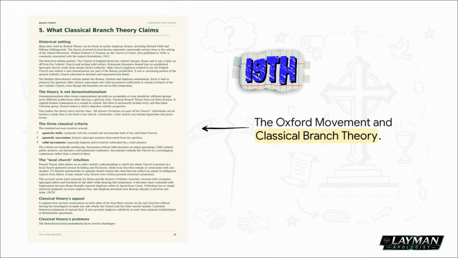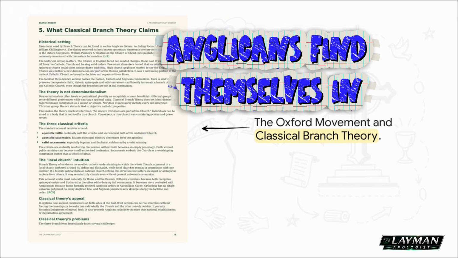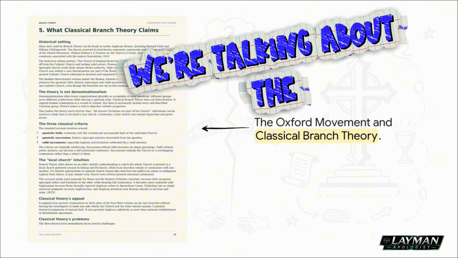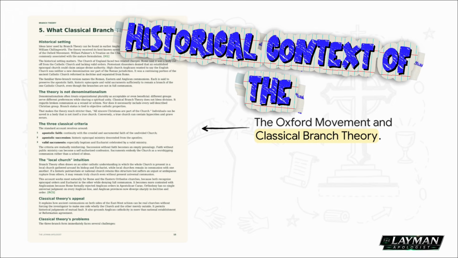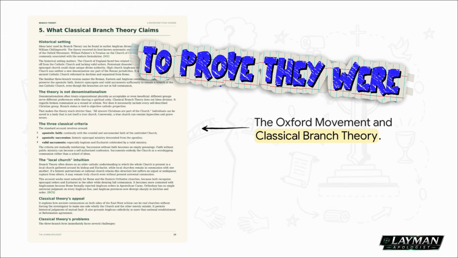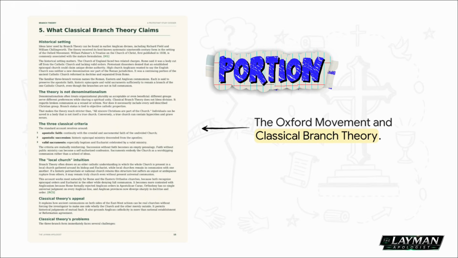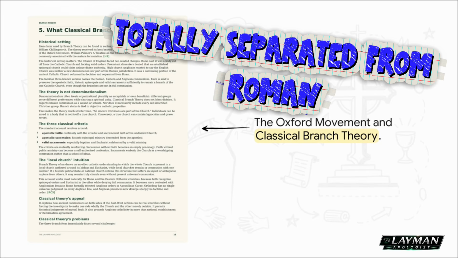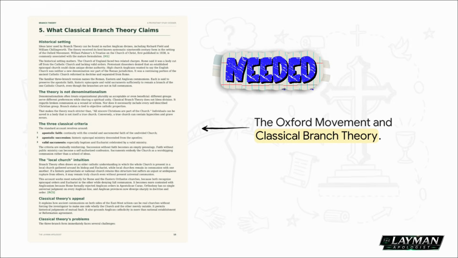Fast forward to the 19th century, and high church Anglicans found themselves in a massive, high-stakes theological dilemma. We're talking about the historical context of the Oxford movement. These Anglicans needed a theological framework to prove they were a continuing, legitimate portion of the ancient Catholic Church, reformed in doctrine but totally separated from Roman jurisdiction.